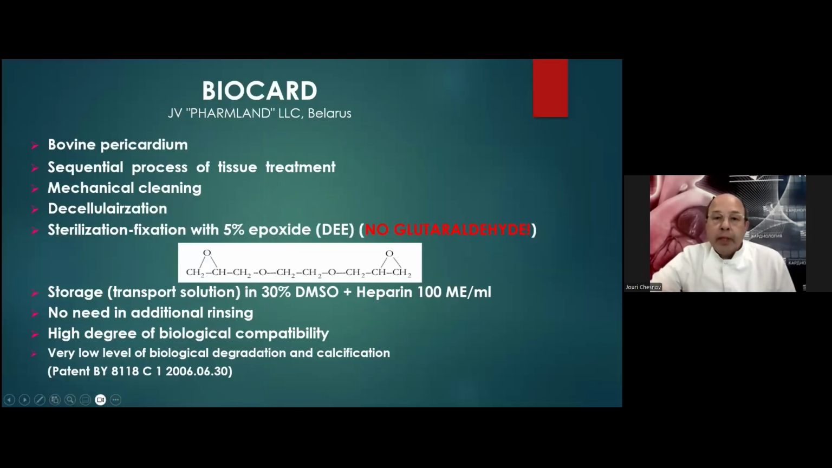Several words about Biacat. It's our innovation. It's bovine pericardium, which is produced by joint venture Farmland Belarus. We have used it for more than 20 years. Biacat has a sequential process of tissue treatment: mechanical cleaning, decellularization and sterilization, and at the same time fixation with 5% epoxide. We don't use glutaraldehyde because we consider that glutaraldehyde is poison for humans. Storage solution contains 30% DMSO and heparin.